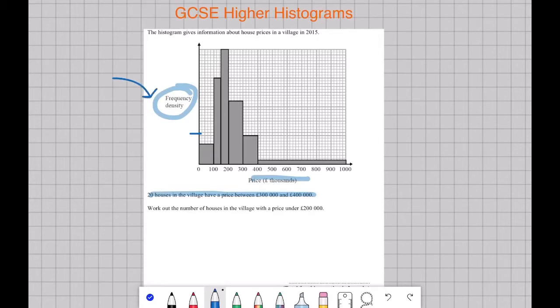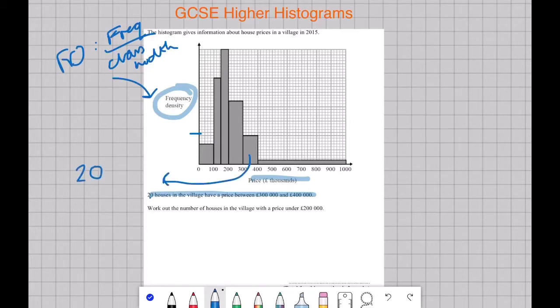Now, frequency density, first thing. We know that to work out frequency density, you're going to do frequency divided by the class width. So in this case, whatever this is going to be, frequency, which is 20, divided by the class width, which is 100, because the difference between 300 and 400 is 100. So the frequency density is going to equal frequency divided by the class width. 20 divided by 100, which is the same as 2 over 10, which is 0.2. So I know that at this line here, it's 0.2, and I can write that scale on.